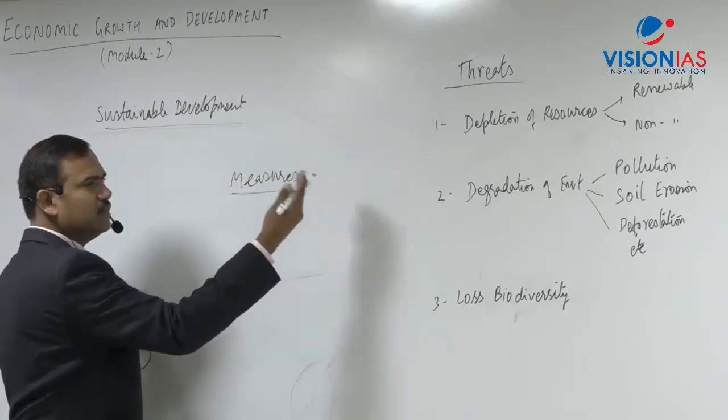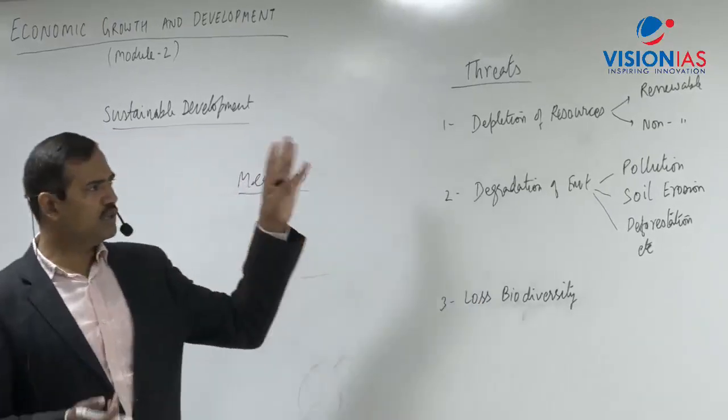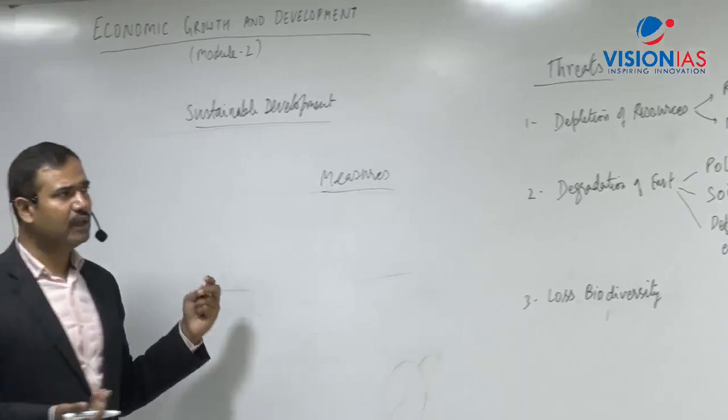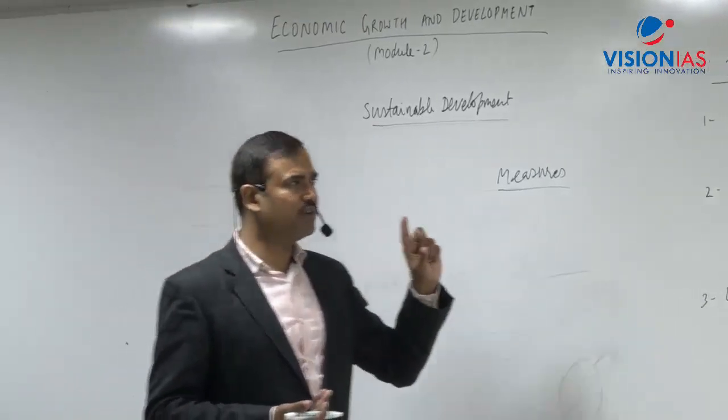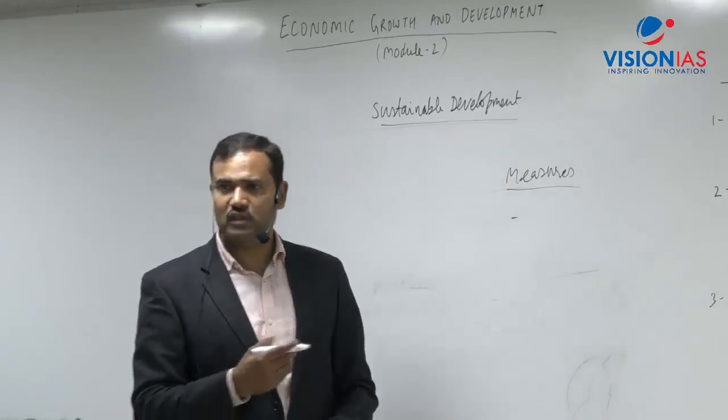So measures are very simple. We have to take care of these things. For example, in the environmental section you will discuss in much detail, so briefly I will discuss here. As far as resources are concerned, we should be very cautious while using which resources?